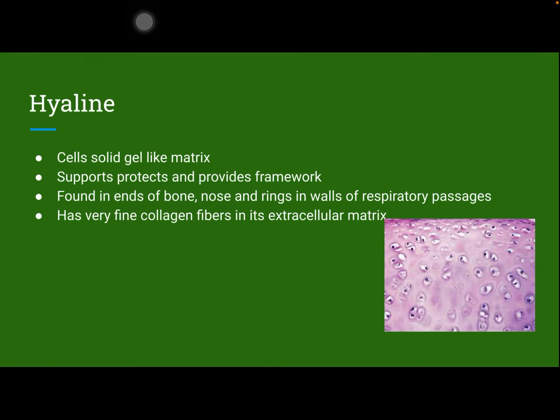And hyaline cartilage, here we begin our specialized cartilage, the second group. Here we have cells in solid gel-like matrix that support, protect, and provide framework. These are found in the ends of the bone and the rings and walls of respiratory passages. They have very fine collagen fibers in their extracellular matrix.